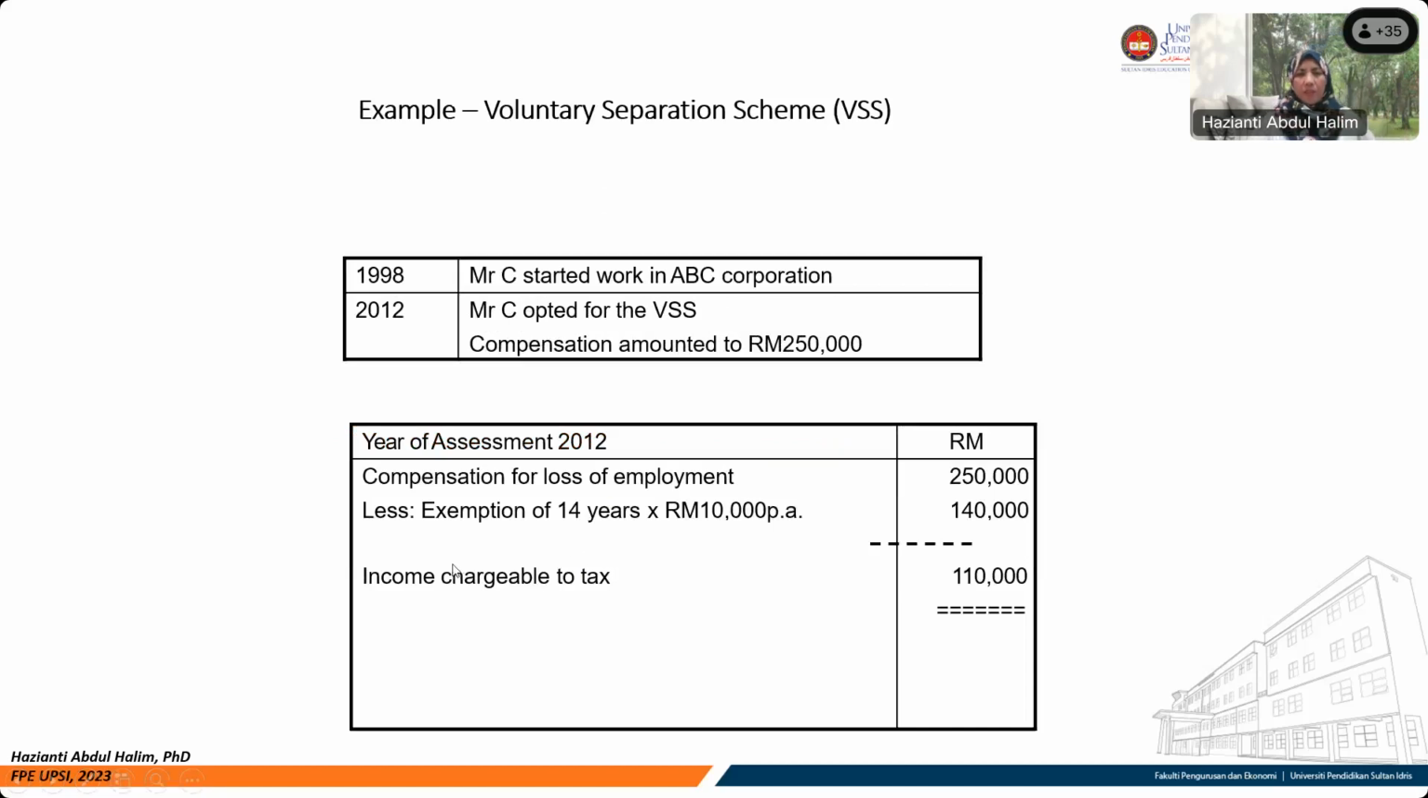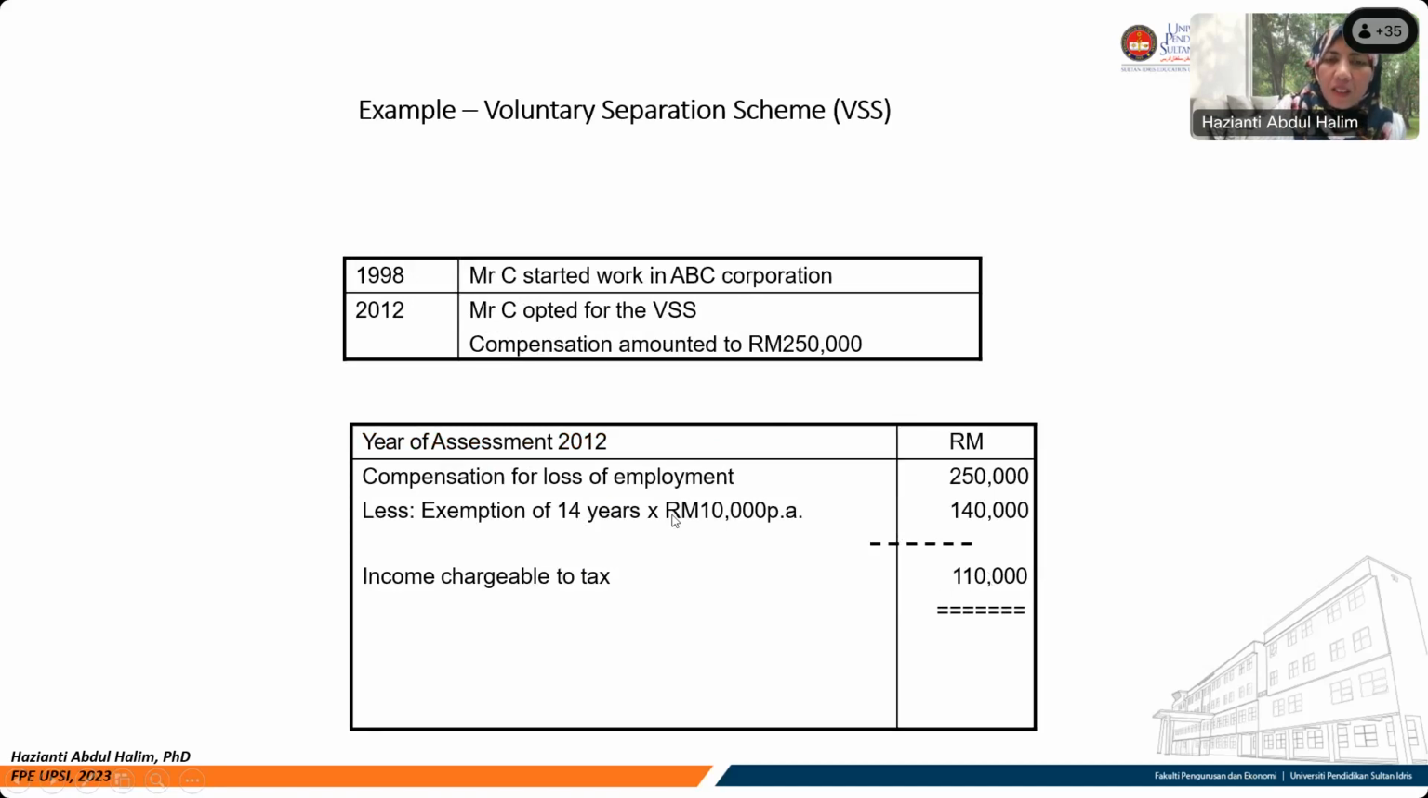So ini example macam tadi Sylvia ni. So here we have Mr. C. Dia opt for VSS. Dia dapat compensation 250,000. So ini example ni very simple lah. Tak ada date, dia tahun je. So from this we can say that okay dia dapat exemption 14 years, sebab dia kerja 14 tahun. So 10,000 per annum, 140,000. So income chargeable to tax 110.